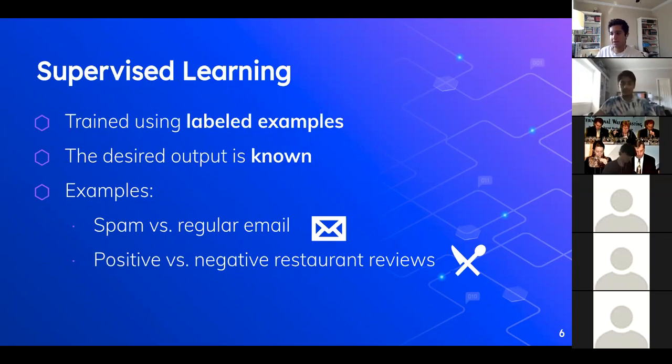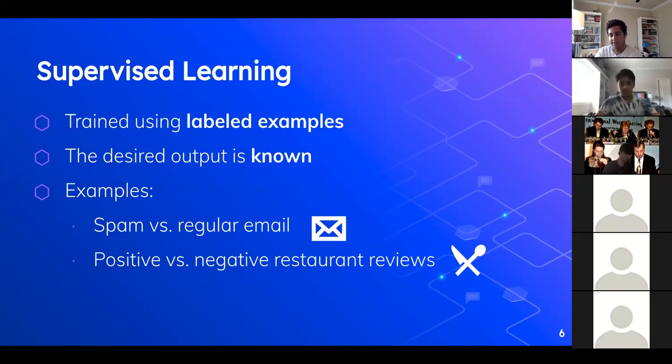Now we can kind of liken this to what supervised learning really means. It means that we're going to train our model using labeled examples. So the desired output is already known. Let's take a look at two examples to really define what this means, right? So a labeled example, let's say we're looking at a data set that contains a bunch of emails. And on those emails, we already know whether it is a spam email and whether it is a regular email.